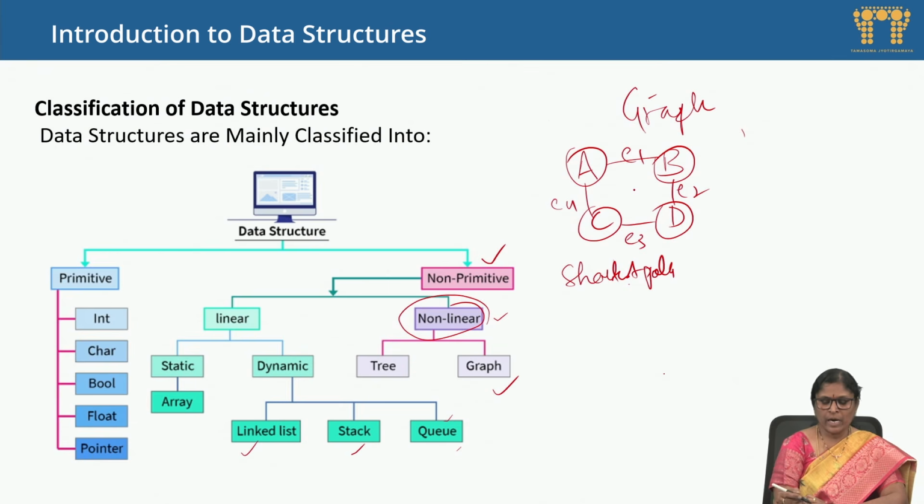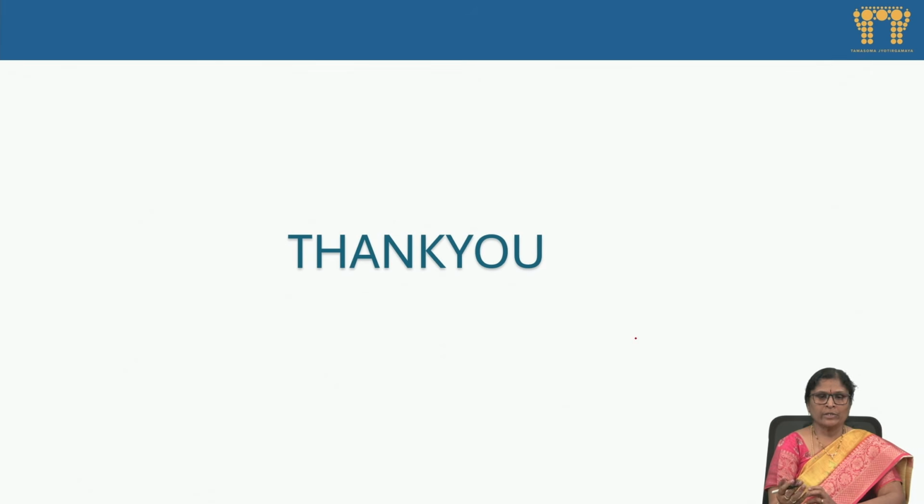Whereas a tree does not contain any cycle, right? So the main advantage of a graph is to find the shortest path, right? So this is about today's lecture on introduction to data structure. The next lecture continues with the stack. Thank you very much.